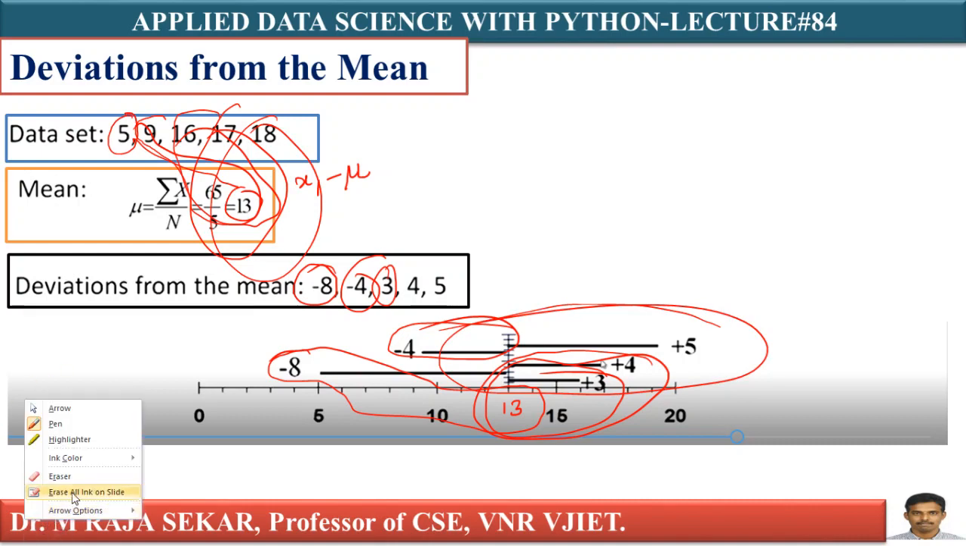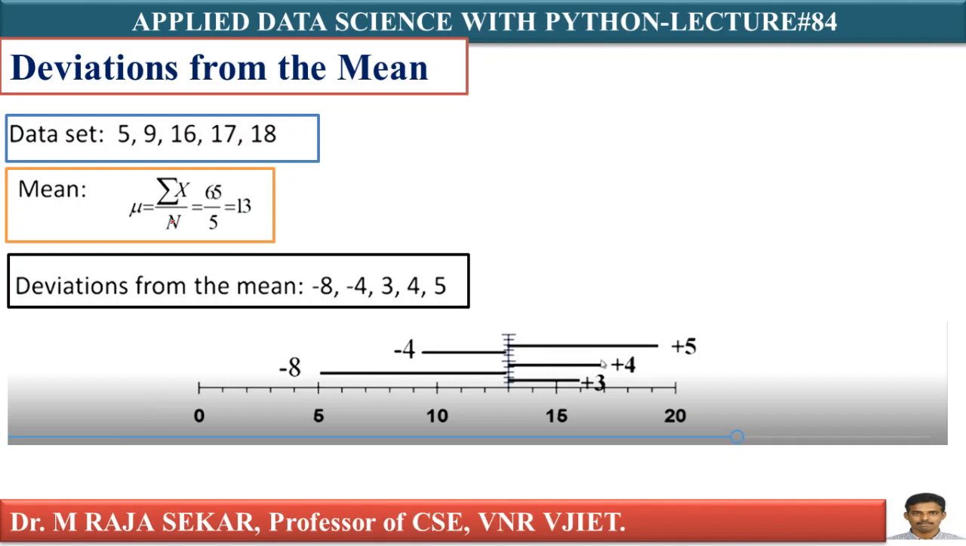These are the values of deviations from the mean. There is a negative deviation and a positive deviation. Minus 8, minus 4 are negative deviations. 3, 4, 5 are positive deviations. Suppose you want to add the deviations, generally it becomes 0, isn't it? It's 0, 100%. Minus 8, minus 4, minus 12. 3 plus 4, 7 plus 5, 12. Minus 12 plus 12, 0. Therefore, the sum of the deviations from the mean is 0.